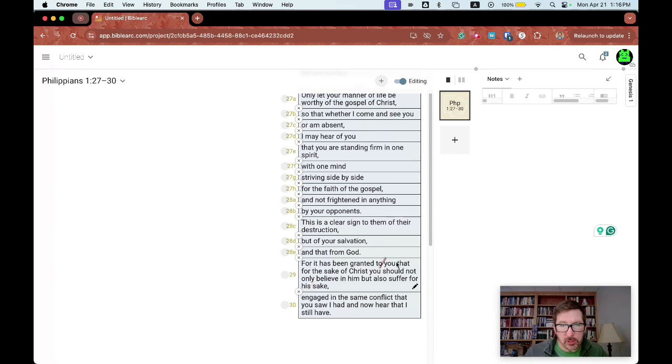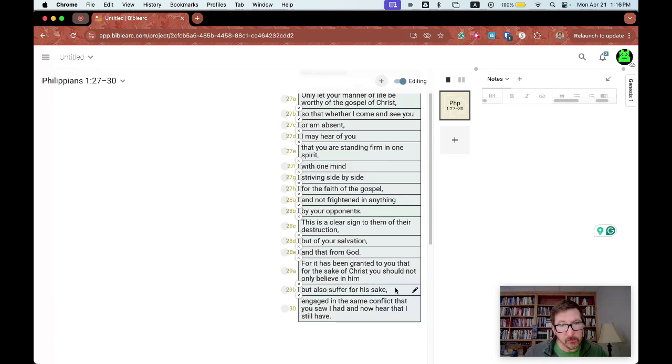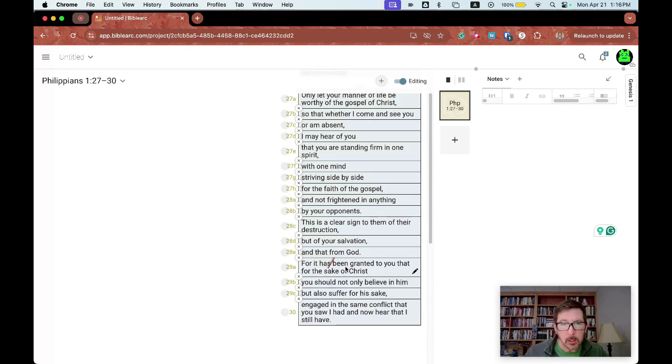For it has been granted to you, grounding, that for the sake of Christ, okay, wow, this is already getting tough. You should not only believe in him, well, there's for sure, but suffer for his sake. So there for sure is its own proposition. For it has been granted to you that for the sake of Christ, that you should not only believe in him, but also suffer. Okay, so the reason that I broke this into 2 different propositions here is because for the sake of Christ, 2 things should happen. You should believe in him and also suffer for his sake. Okay, so for it has been granted to you that for the sake of Christ, that's the reason.